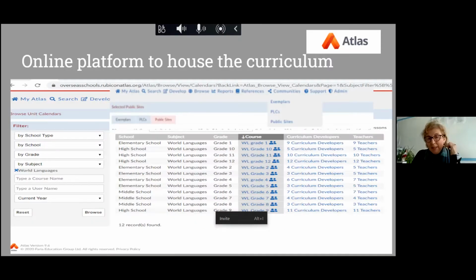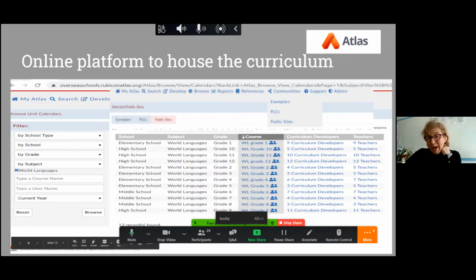So later today, we will also talk about the online platform that we're using to house the curriculum. As of today, our public site of the AERO Modern Language Curriculum is available through Atlas. So all the schools which have Atlas will be able to access it. In the public sites area, under the Office of Overseas School, I will later post it in the chat, so you will have a direct link.